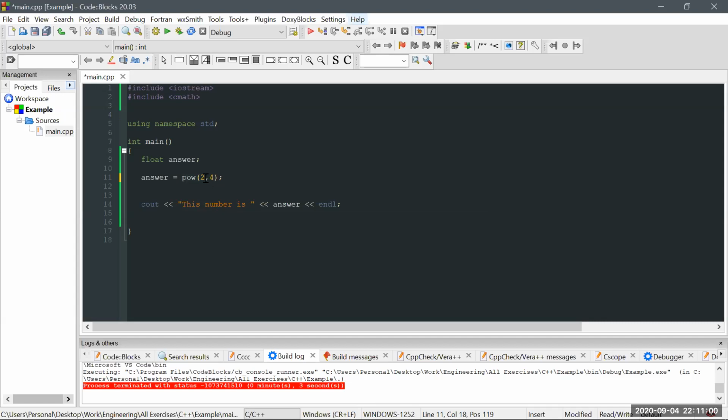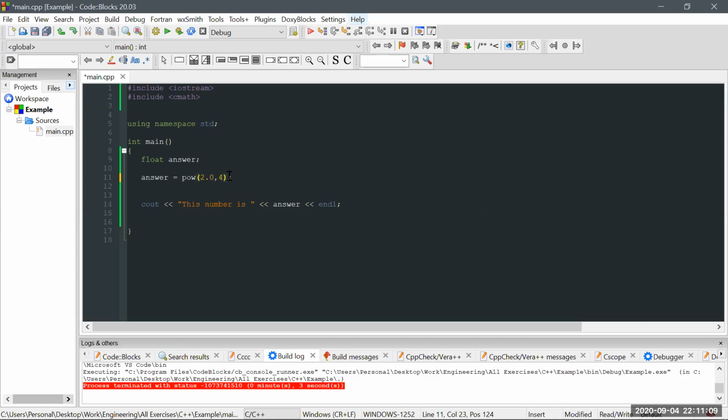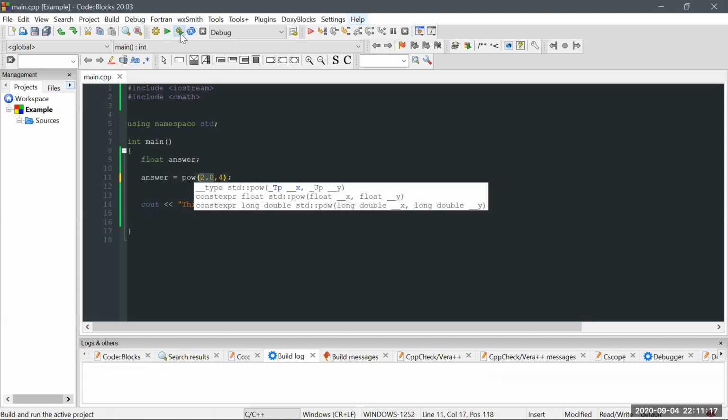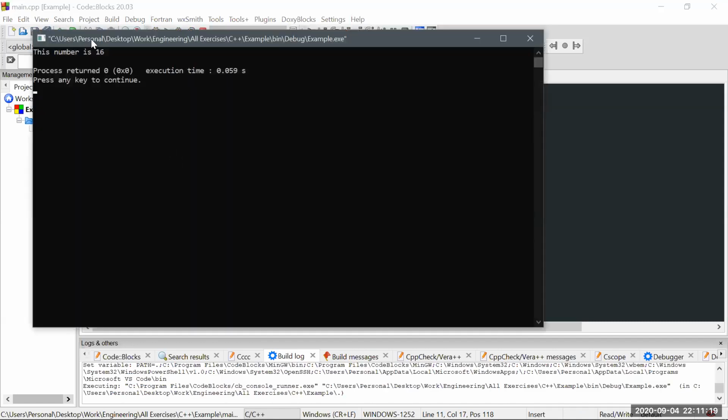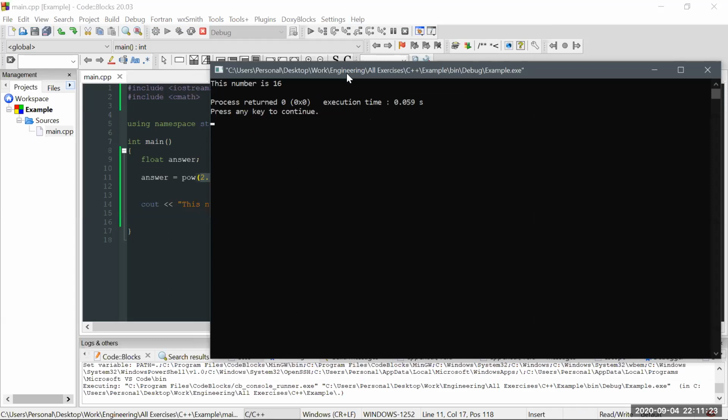But if we say that's 2.0, it means that the result of this one will be a float, because the argument inside there indicates that this is a floating number. So if we run this one, we are going to display 16. Again, the reason why it's 16 is because it's 2 multiplied by itself 4 times.